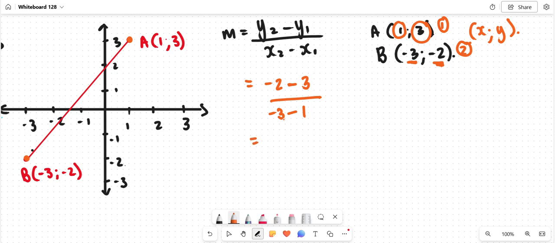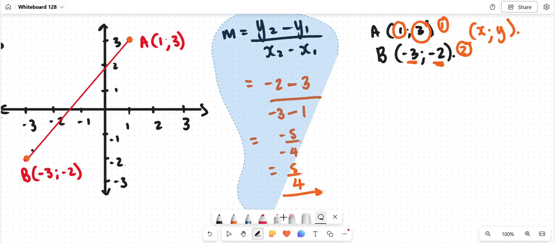And if you plug that into your calculator, you should get -5 over -4, which is just simply 5 over 4. Simplify. And there we go. That is how steep this line is, the slope of that line. So we've calculated gradient. Now let's go on and actually calculate the distance of these points.